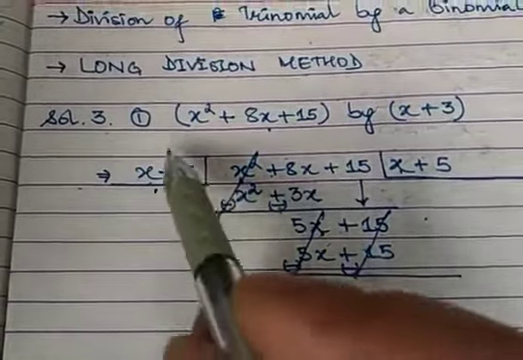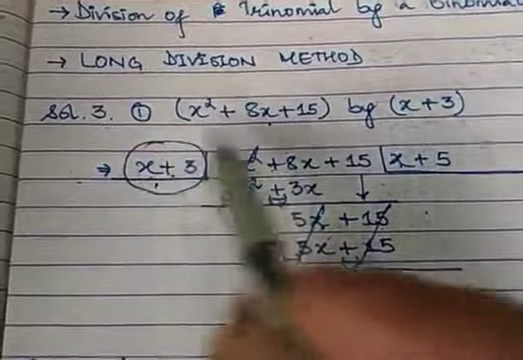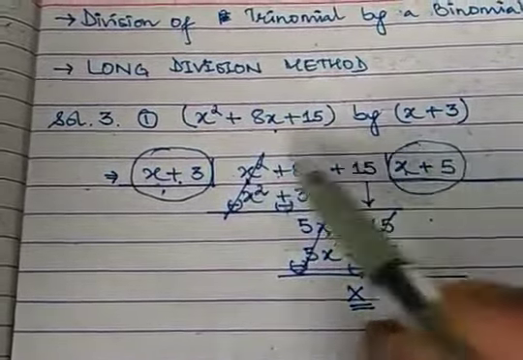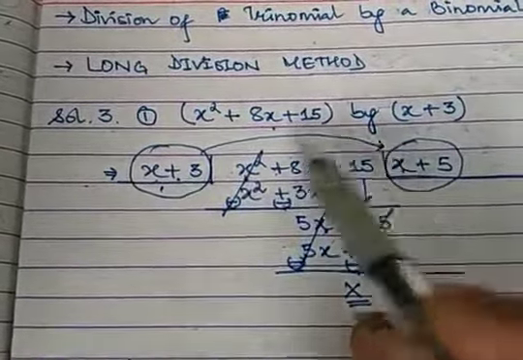Okay, and if you multiply the divisor and the quotient, what will you get if you multiply the divisor and the quotient?